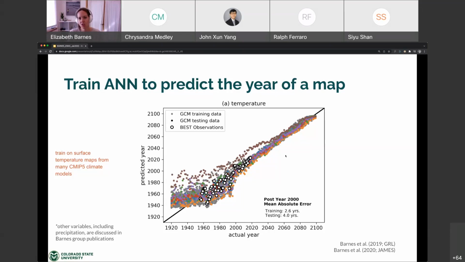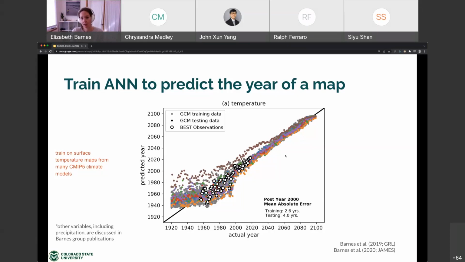Now, you've probably by now noticed that there are white dots on this image. One of the really cool things about the white dots is this is observations. Now, the network was not trained on observations. If you will, that box was trained on climate models alone. But once it was trained, we can input maps of surface temperature from anywhere. And in this case, we chose to input them from the real world and said, hey, network, what year do you think it is? And in this case, the network was able to predict the year accurately.